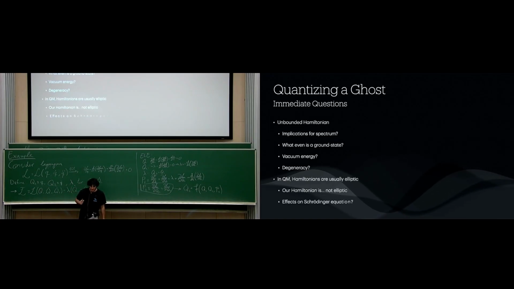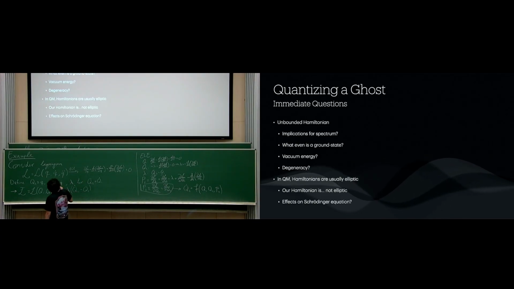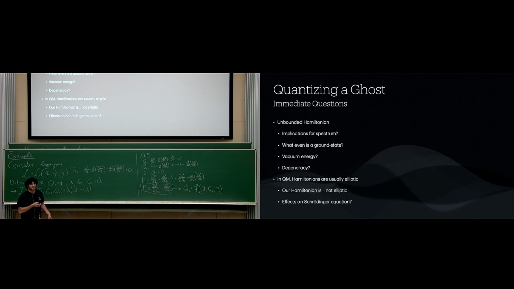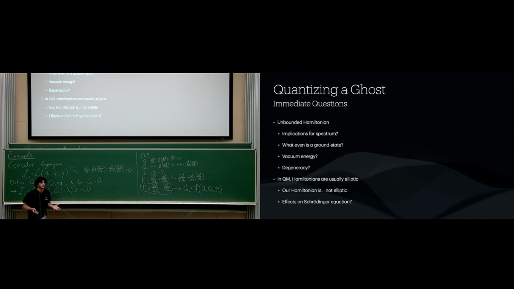But there is a key point here. Okay, wait, before I get to that point, I don't have the expression here, but generally, Hamiltonians in quantum mechanics are elliptic, right? Ours is not. Let's just call it non-elliptic. How does this affect the Schrodinger equation? We don't really know. What about time evolution? What about stationary states? We don't really know.